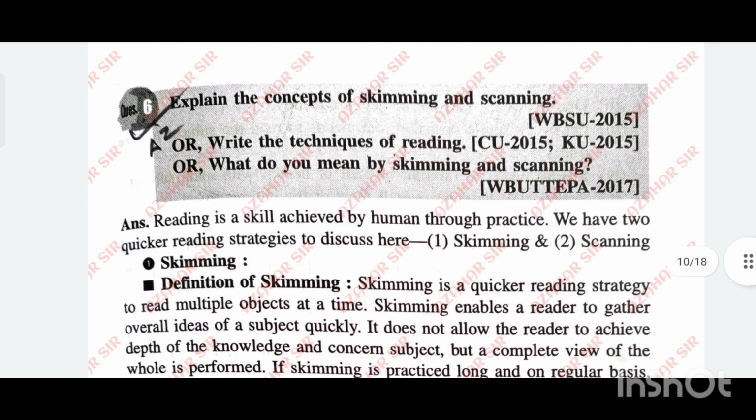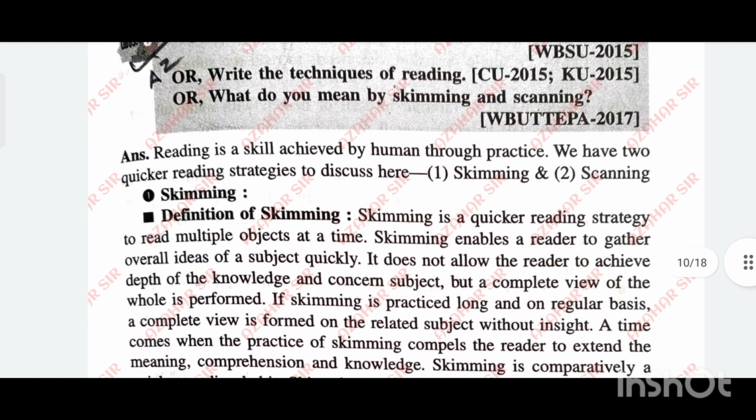look. And next question is, explain the concept of skimming and scanning, or write the techniques of reading, or what do you mean by skimming and scanning? So these are the questions and the answer to the question is below.